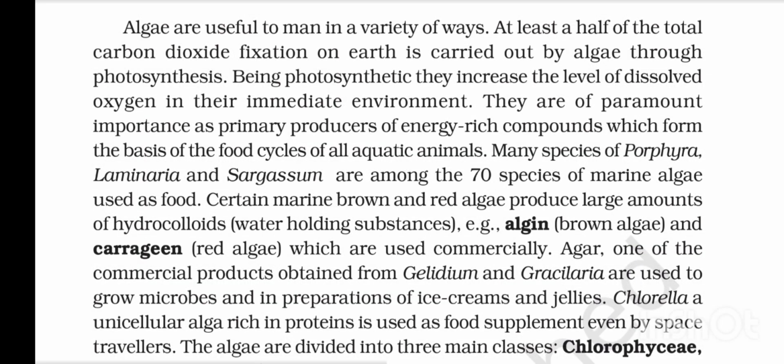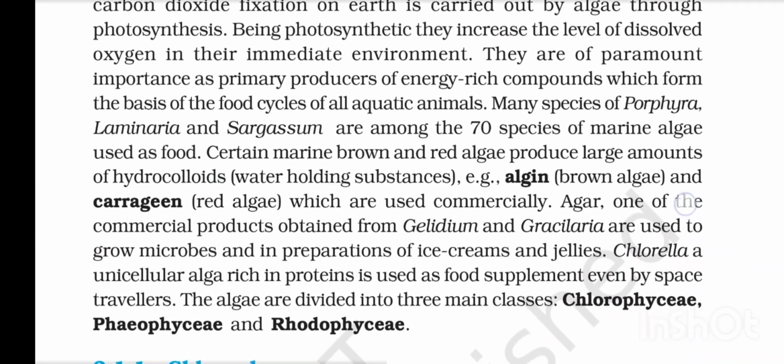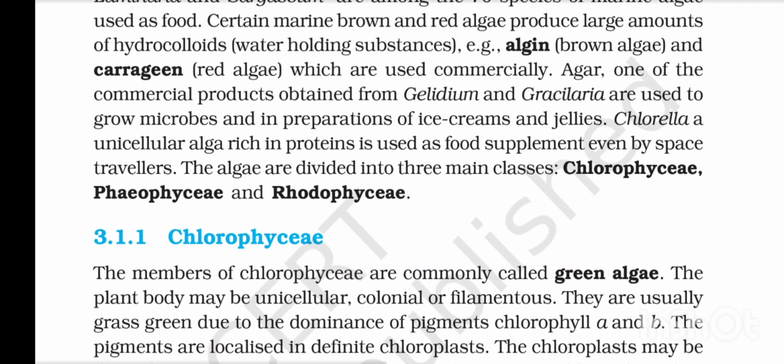Certain marine brown and red algae produce large amounts of hydrocolloids, which are water-holding substances. For example, algin, which is from brown algae, and carrageen, which is from red algae, are used commercially. Agar, one of the commercial products obtained from Gelidium and Gracilaria, is used to grow microbes and in preparations of ice creams and jellies. Chlorella, a unicellular alga rich in protein, is used as a food supplement even by space travelers. The algae are divided into three main classes: Chlorophyceae, Phaeophyceae, and Rhodophyceae.